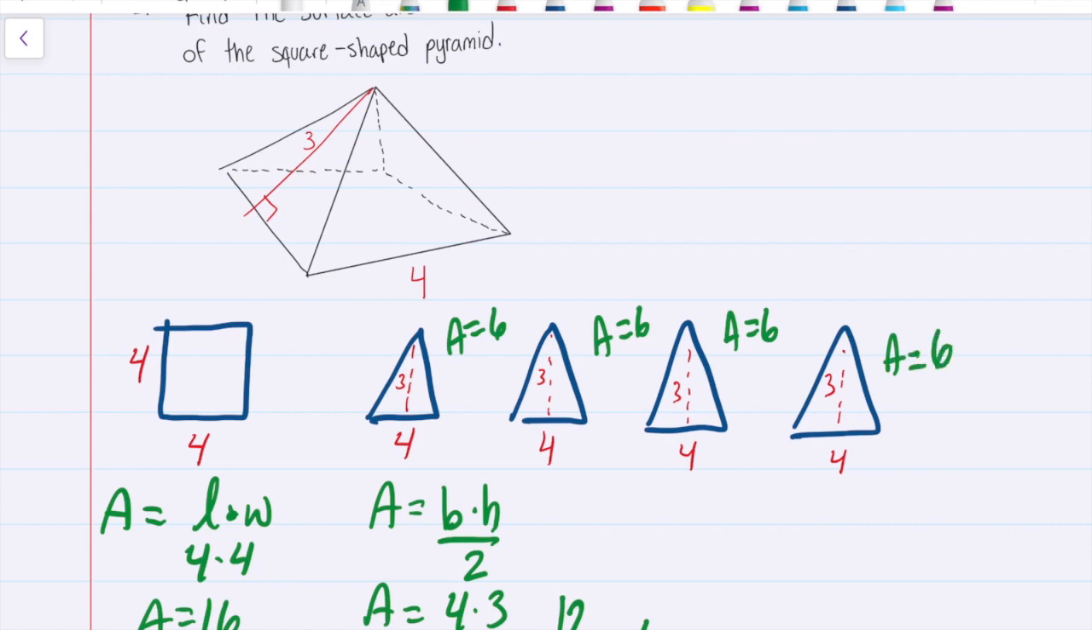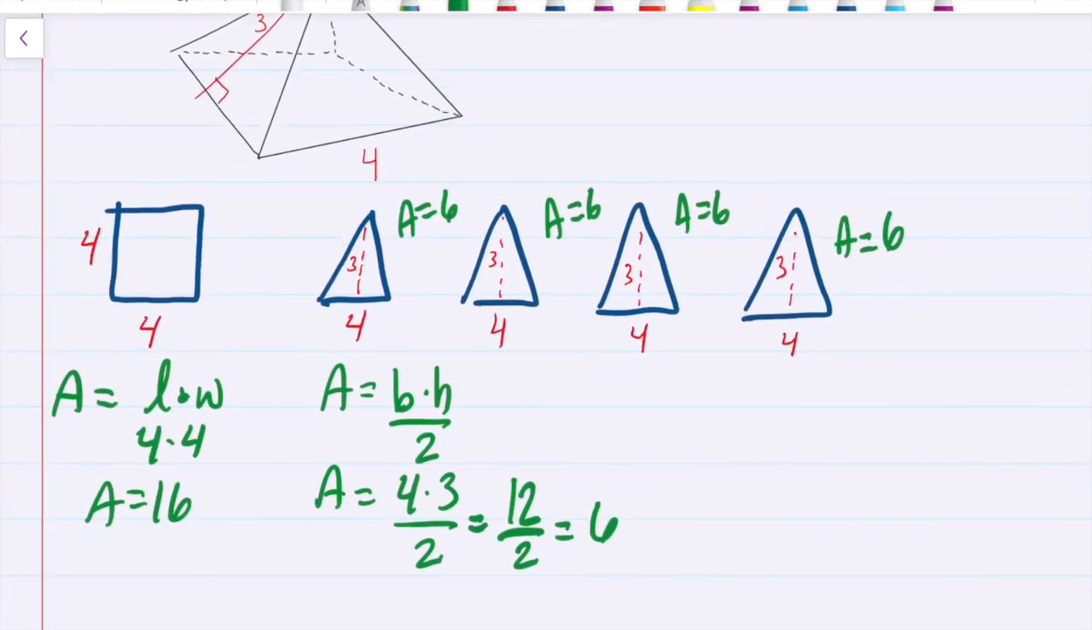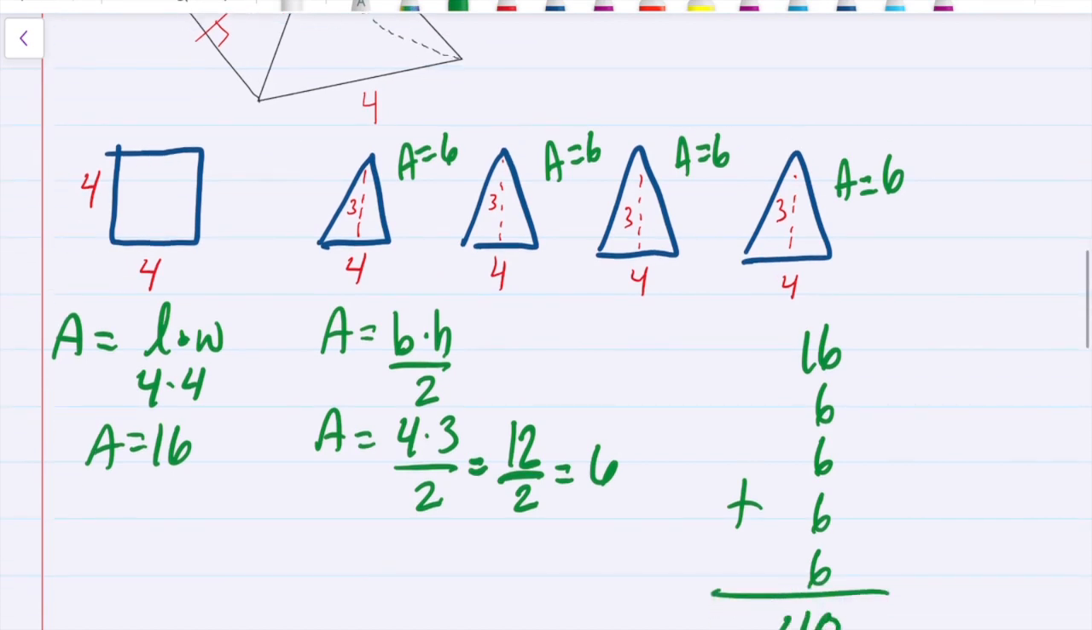Now surface area, guys, like I said, is basically you get all the areas individually and then put them together. So for my answer, we have 16 for the square and four 6s for the four triangles. If I add all those together, I should get 40. So my answer is 40, and because it didn't give us units, we're just going to call it units squared. And that's how you find surface area.